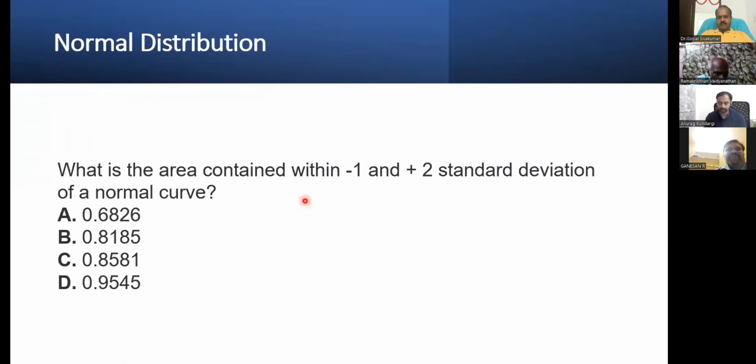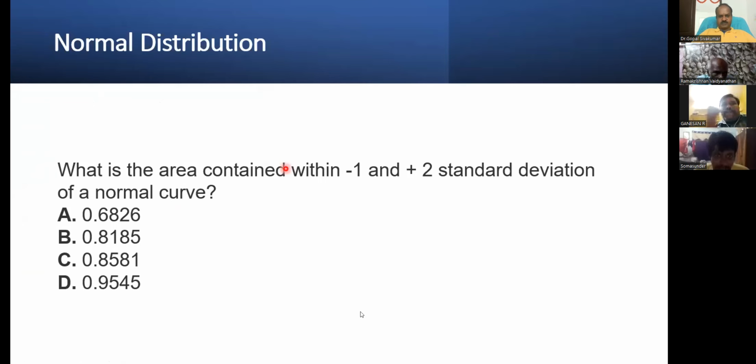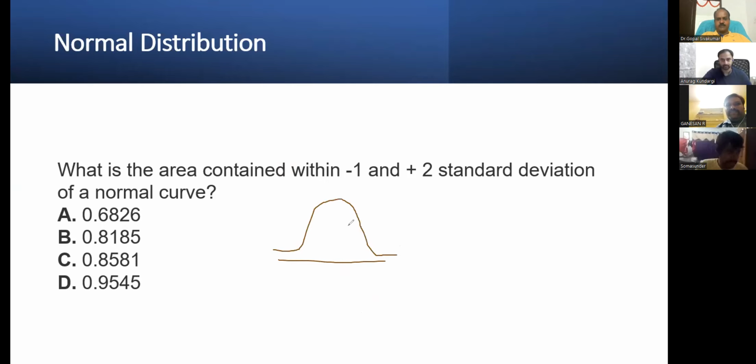So the analytical questions. Can one of you read out the question for me so that it can be lively? What is the area contained within -1 and +2 standard deviation of a normal curve? Do you think you will be able to solve this question, all of you, all the black belts here? All of you know the normal distribution, right? Yes, sir. So I'm also drawing the normal distribution curve.